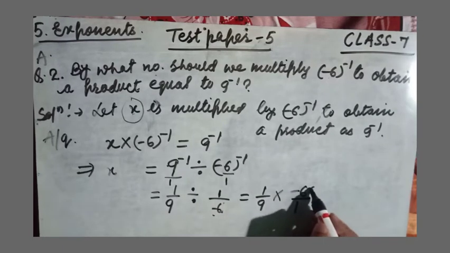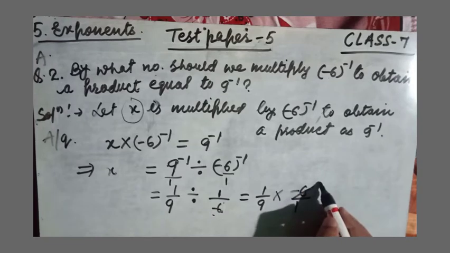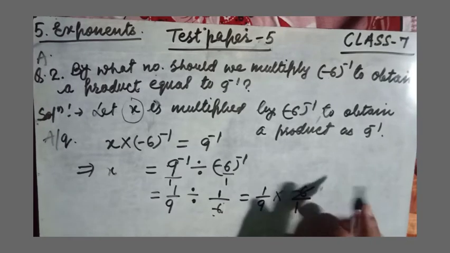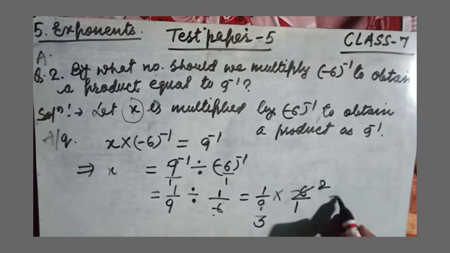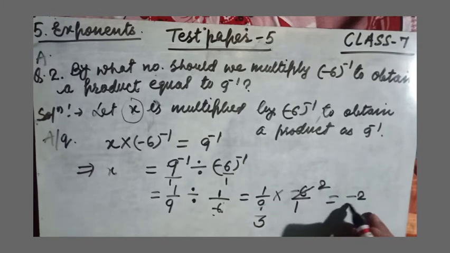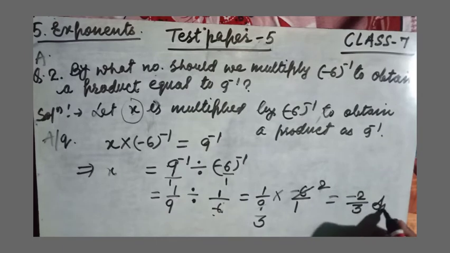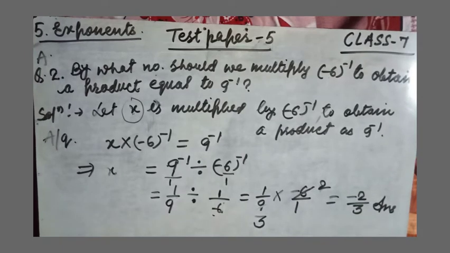Okay, now this is 3 2s are 6, and this is 3 3s are 9. That means here the minus 2, here is the 3. This is your final answer. I hope you will get it.